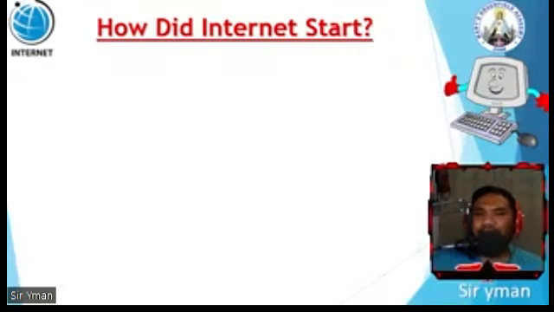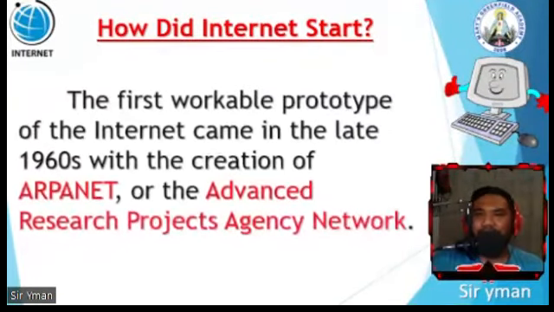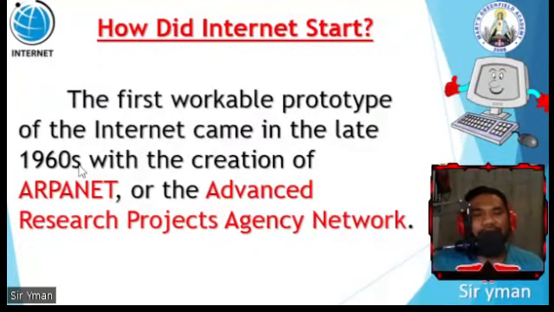All right, so how did the internet start? Okay. The first workable prototype of the internet came in the late 1960s. When you say late 1960s, it's either 1968 or 1969. But it means it's almost the 1970s.